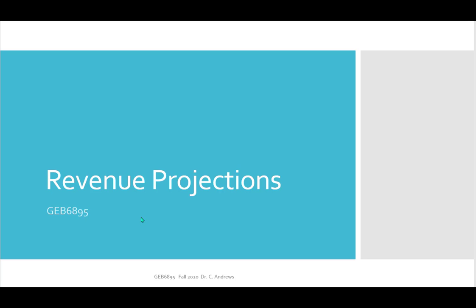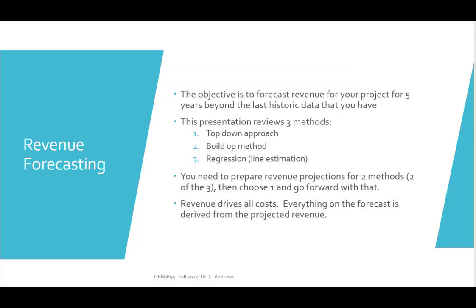Okay, this is IBA revenue projections. Our objective is to forecast revenue for your project for 5 years beyond the last historic data that you have. And this presentation reviews 3 methods. We'll look at a top-down approach, build-up method, regression, or line estimation. And you'll need to prepare revenue projections for 2 of these 3.